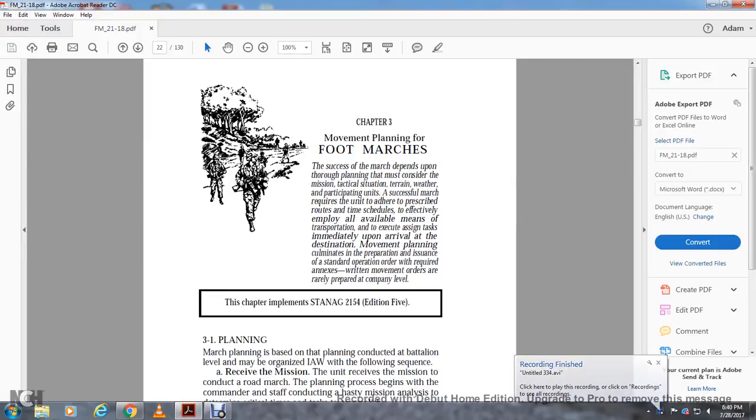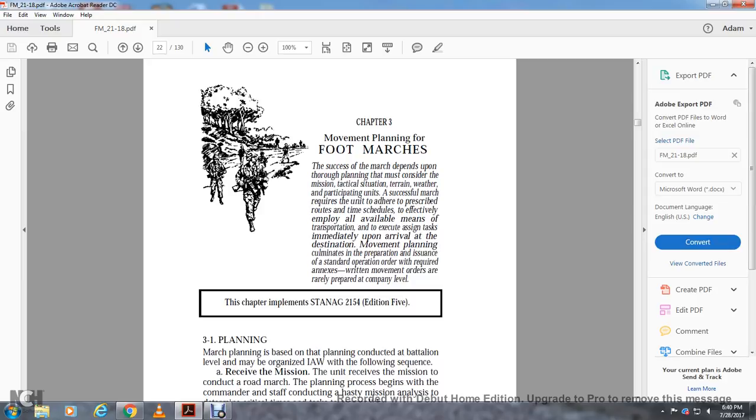Alright, Chapter 3, Movement Planning, Foot Marches. The success of the march depends on thorough planning, with the mission, tactical situation, terrain, and weather considered. The participating units of a successful march are required to adhere to the prescribed routes and time schedule, and to effectively employ all available means of transportation to execute the assigned task.